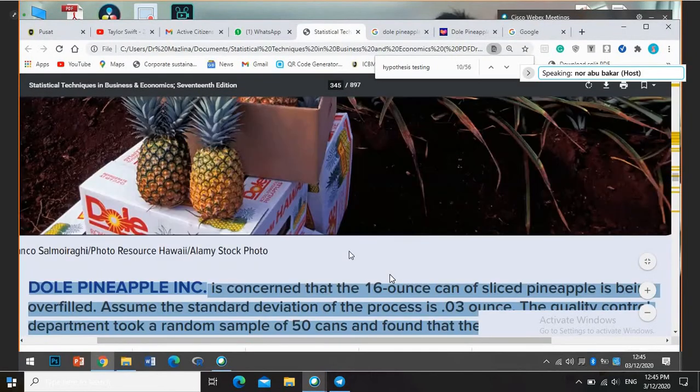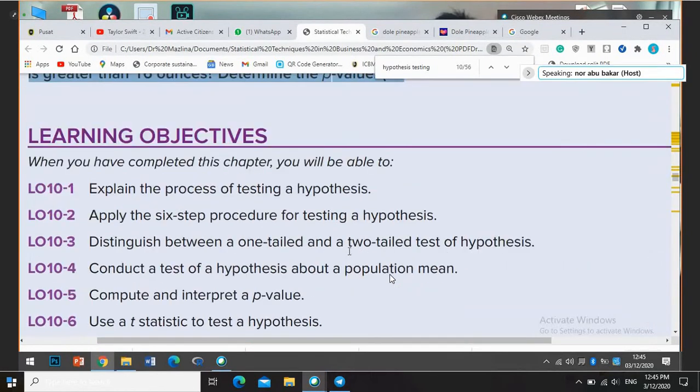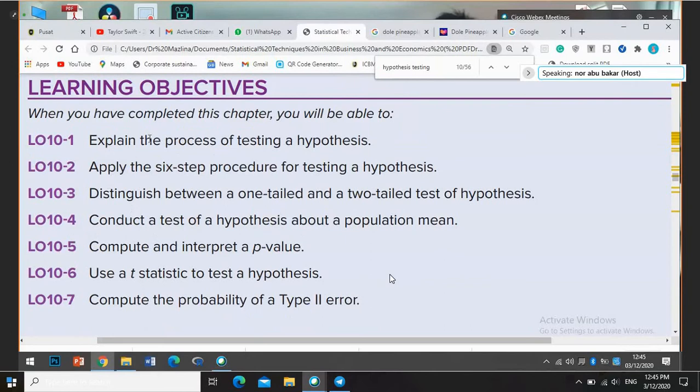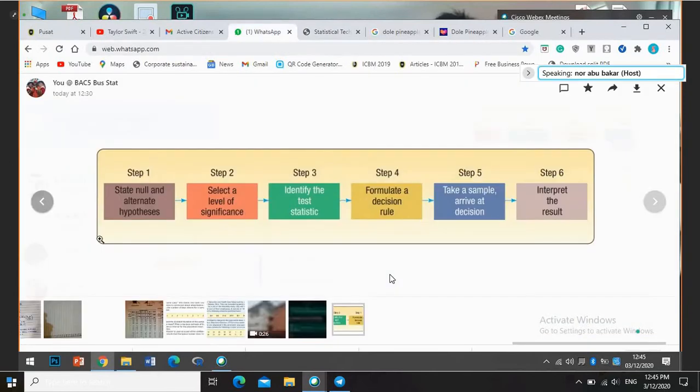Okay, so for hypothesis testing, we have some learning objectives. We want to know what hypothesis testing means, and what the process is. Then you're going to learn the 6 steps procedure that I put in your WhatsApp. Step 1, 2, 3 until 6.